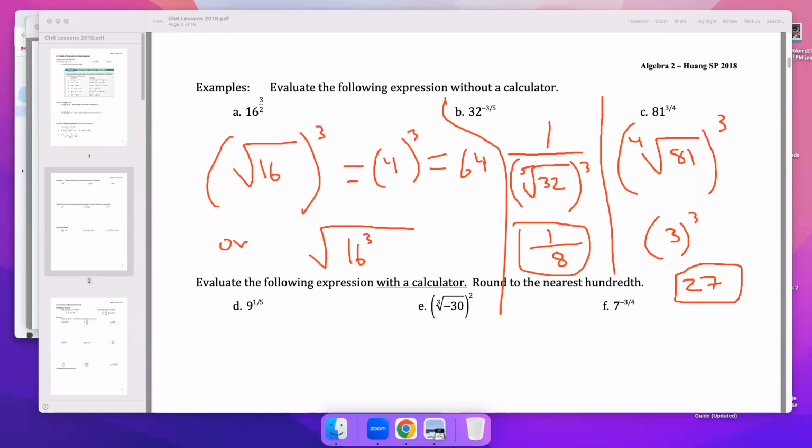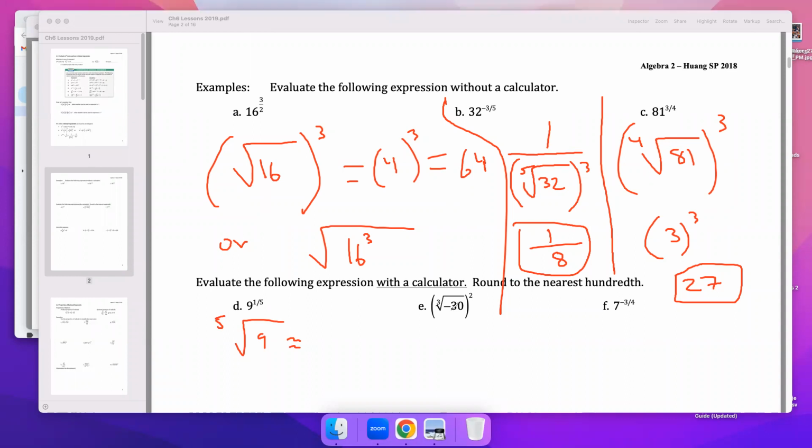Okay, let me just close this game. It's kind of annoying. All right, the next 3 have to use a calculator, unfortunately, but what I will do is just at least kind of show you that this is just a fifth root of 9, which I know is like 1 point something.